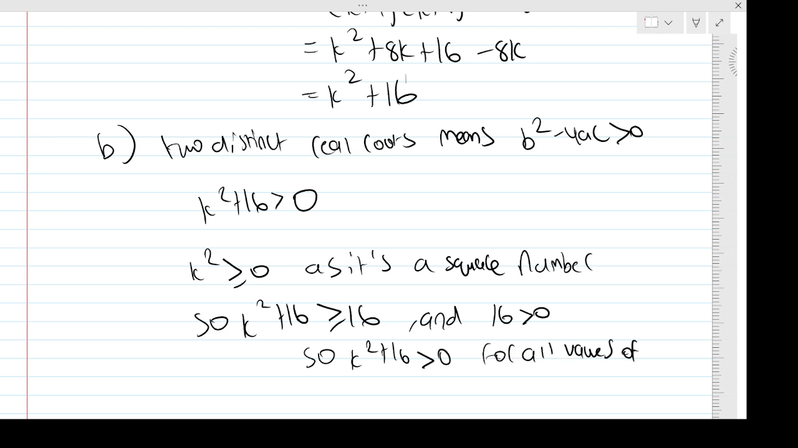Okay. You didn't need to be this descriptive or write that much, but essentially, hopefully you can see what we've done there. It's the fact that k squared is a square number, it's above 0, so that means the whole expression has to be positive. Because we're essentially adding two positive numbers, so it still has to be positive. Okay, cool.